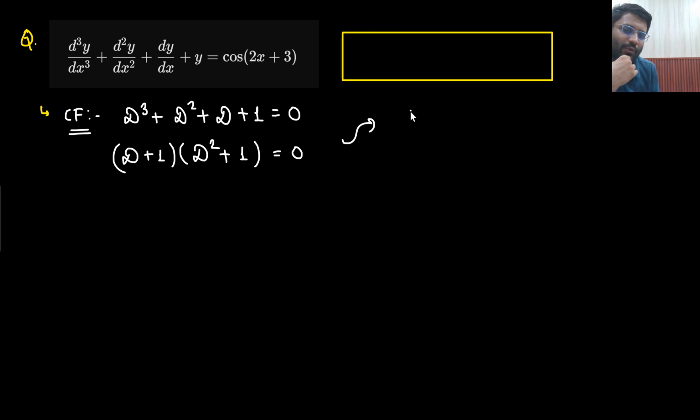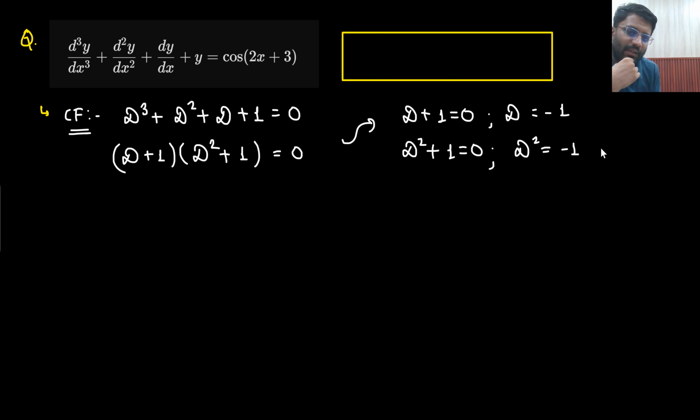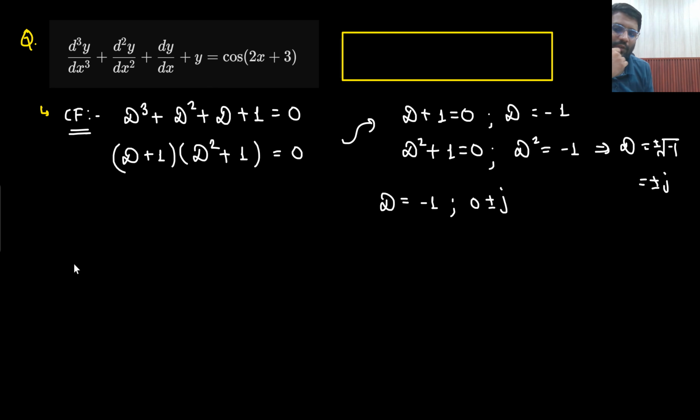What all roots will you be getting? So D plus 1 equals to 0. From here the root I am getting is D equals to minus 1. What will be the roots of D square plus 1 equals to 0? D square equals to minus 1, or you can say D equals to plus minus root minus 1, that means plus minus j. So the roots you are getting are minus 1, and 0 plus minus j. What will be your complementary function?